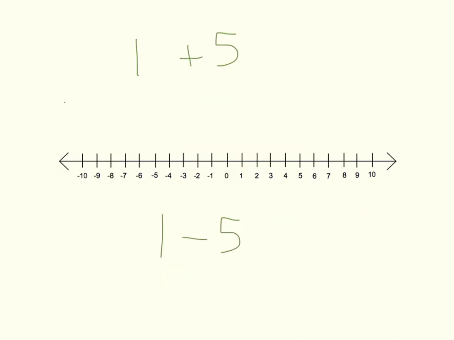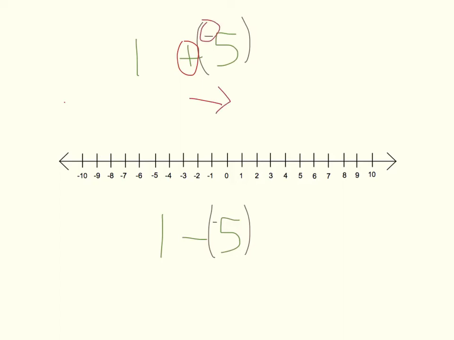Now I'm going to change that up on you, and I'm going to turn these to negative 5. So now our original problem, which was 1 plus 5, now says 1 plus negative 5. Our original on the bottom, which said 1 minus 5, now says 1 minus negative 5. So I want you to tell me first, looking at the top one, 1 plus negative 5. If we see this plus sign, which way should our arrow go? To the right or to the left? Ding, ding, to the right.